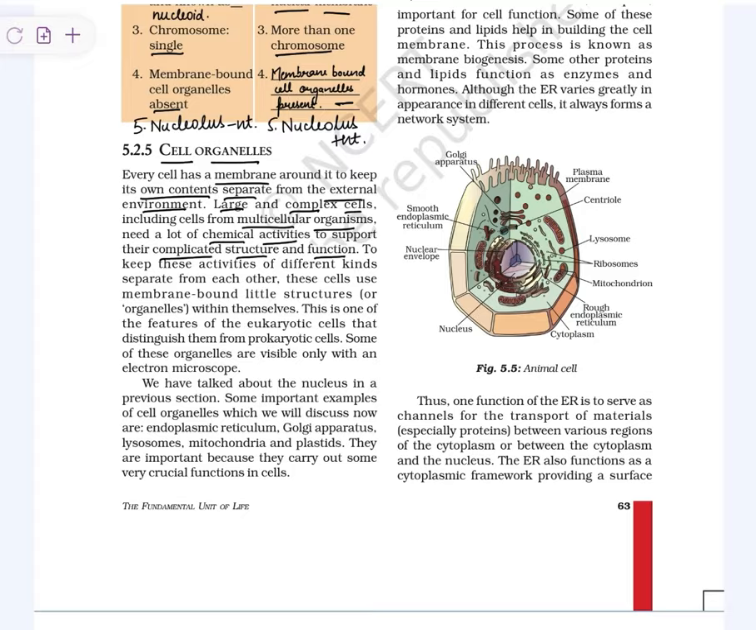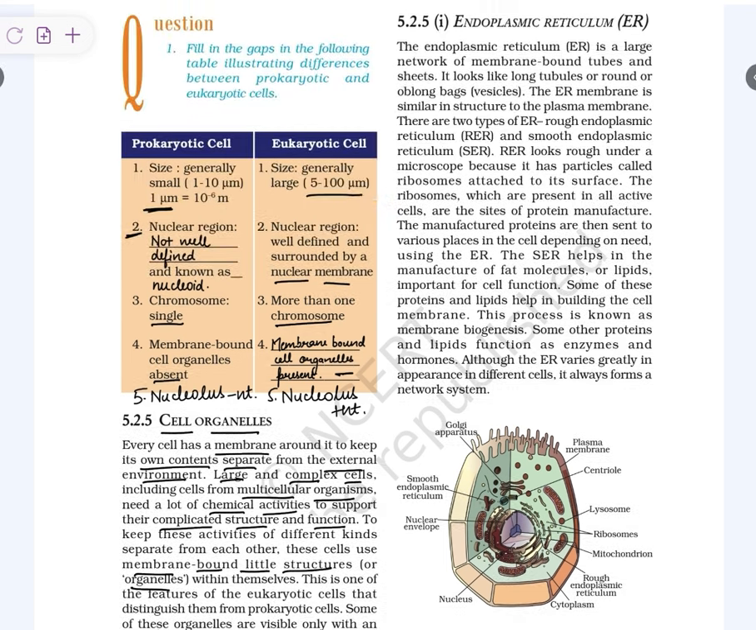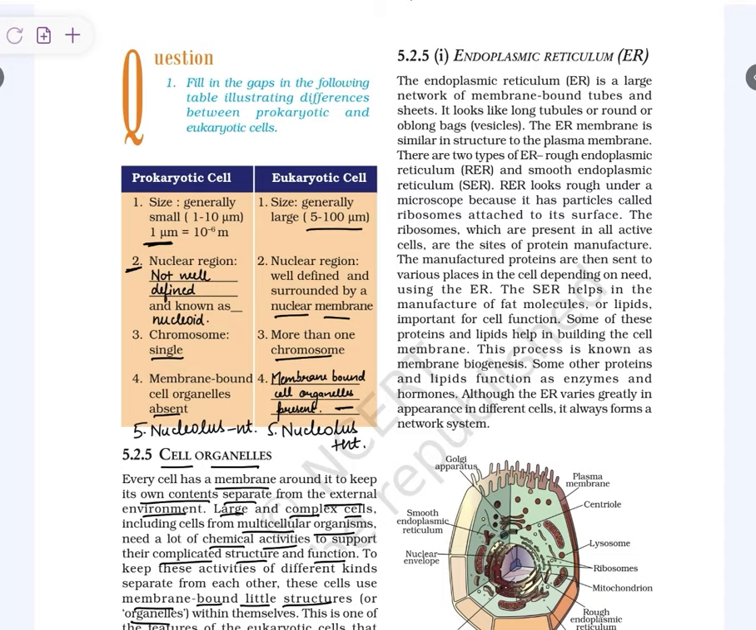And these different metabolic activities take place in different membrane-bound little structures, which are called cell organelles. So in this chapter we will read about the following cell organelles: endoplasmic reticulum, Golgi apparatus, lysosome, mitochondria, plastids and vacuole as well. So the first is endoplasmic reticulum.